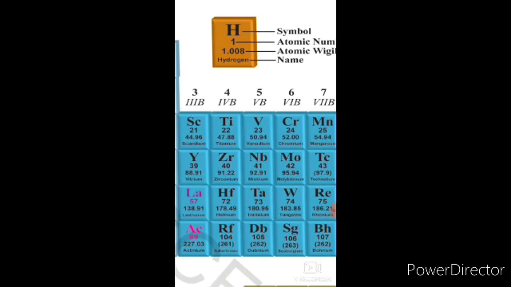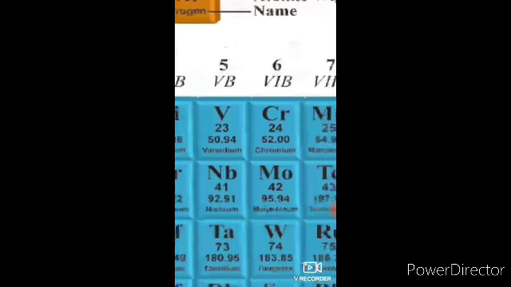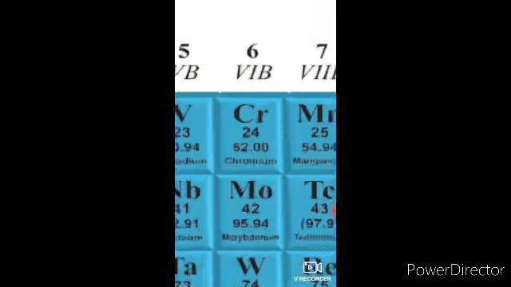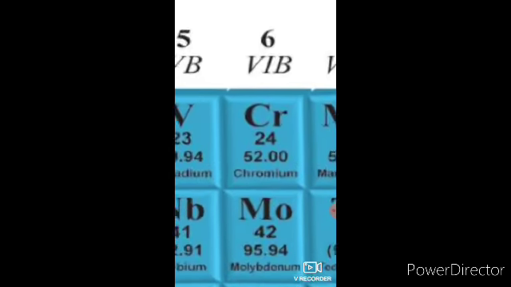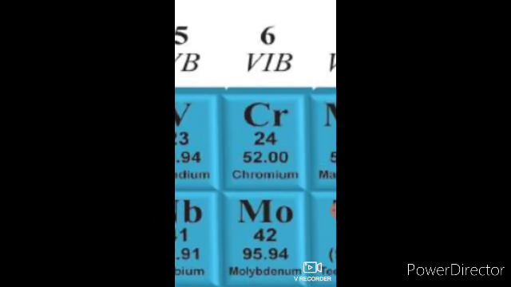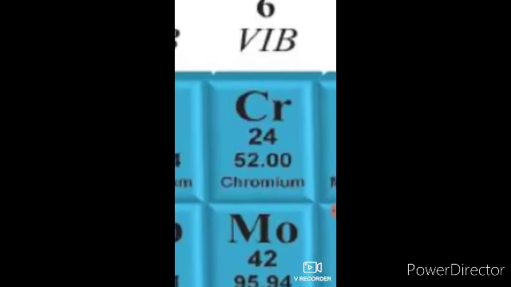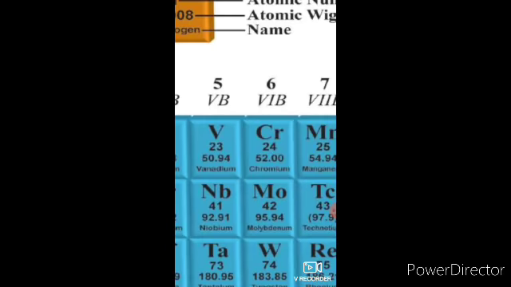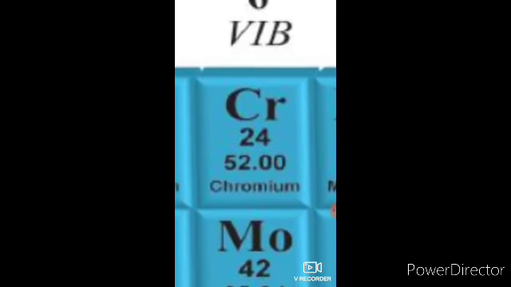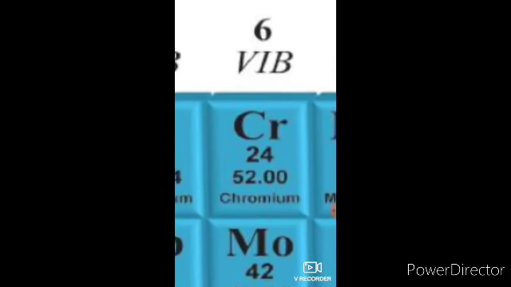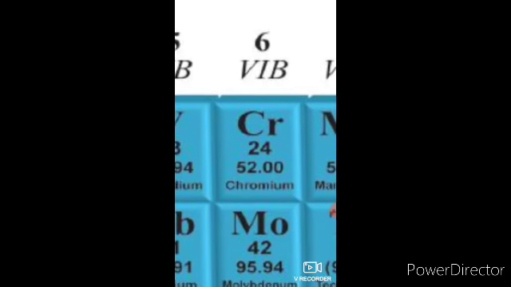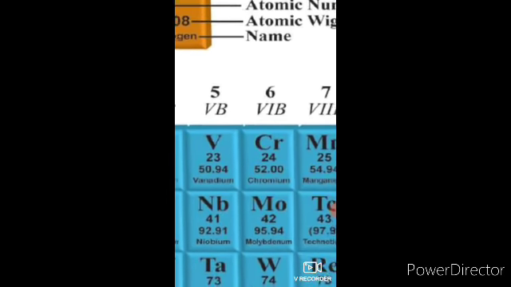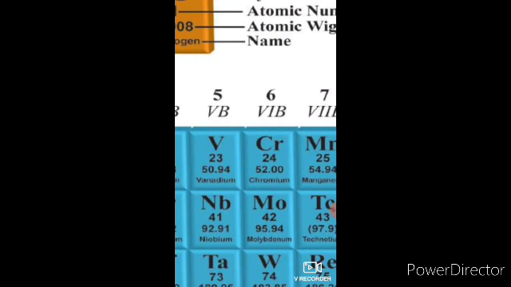Suppose I pick one randomly: chromium. In previous classes I said chromium is an alloy metal, used to mix with another metal to make a strong metal, like your cycle handle which is silver in color. So Cr means chromium, its full name. The second step is 24, atomic number. The third one is atomic weight, 52.